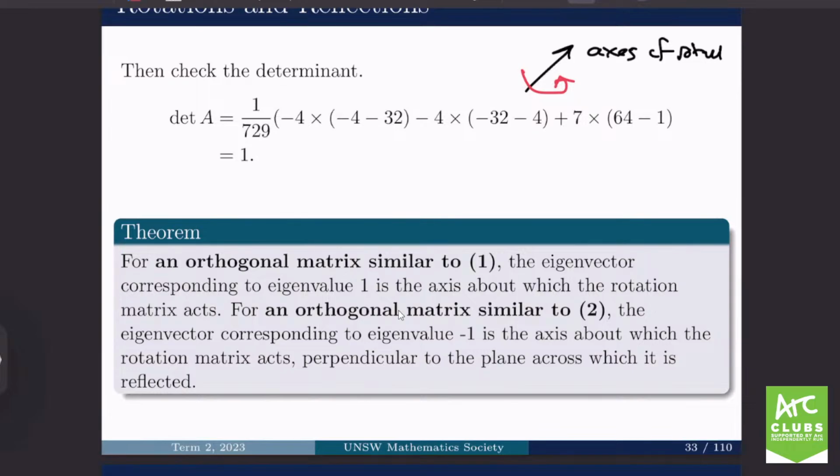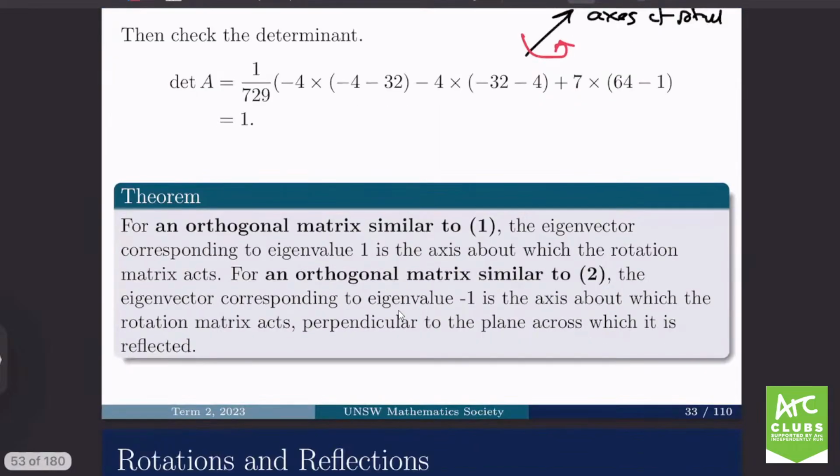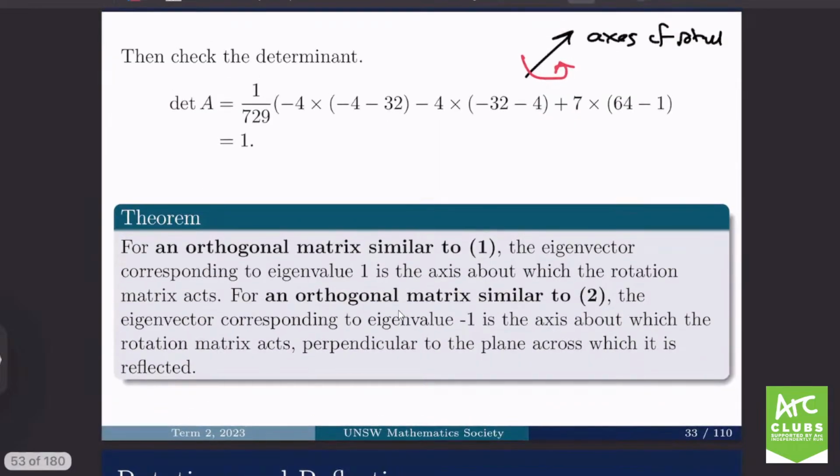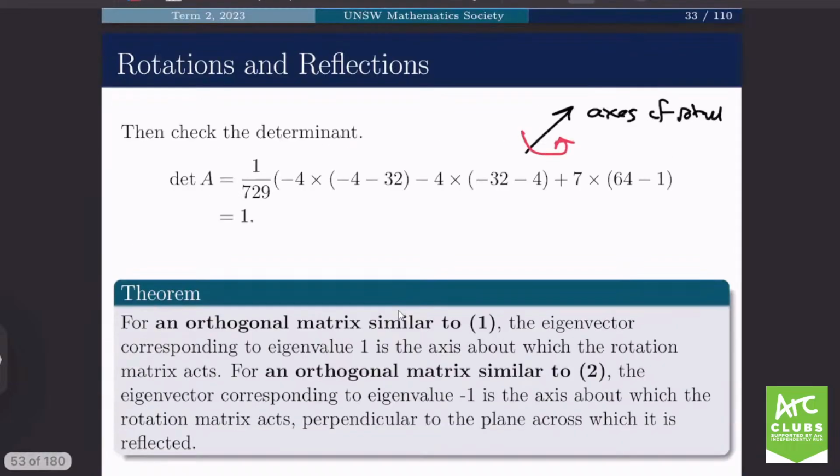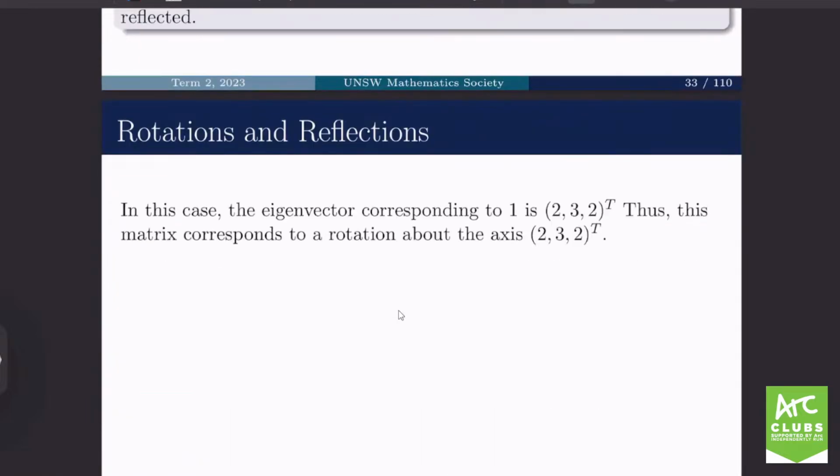And so we look at this other theorem for an orthogonal matrix similar to the second matrix. The eigenvector corresponding to eigenvalue -1 is the axis perpendicular to the plane across which it is reflected. So -1 corresponds to our reflection. All right, so let's look at this particular case. We want to find the eigenvector corresponding to 1.